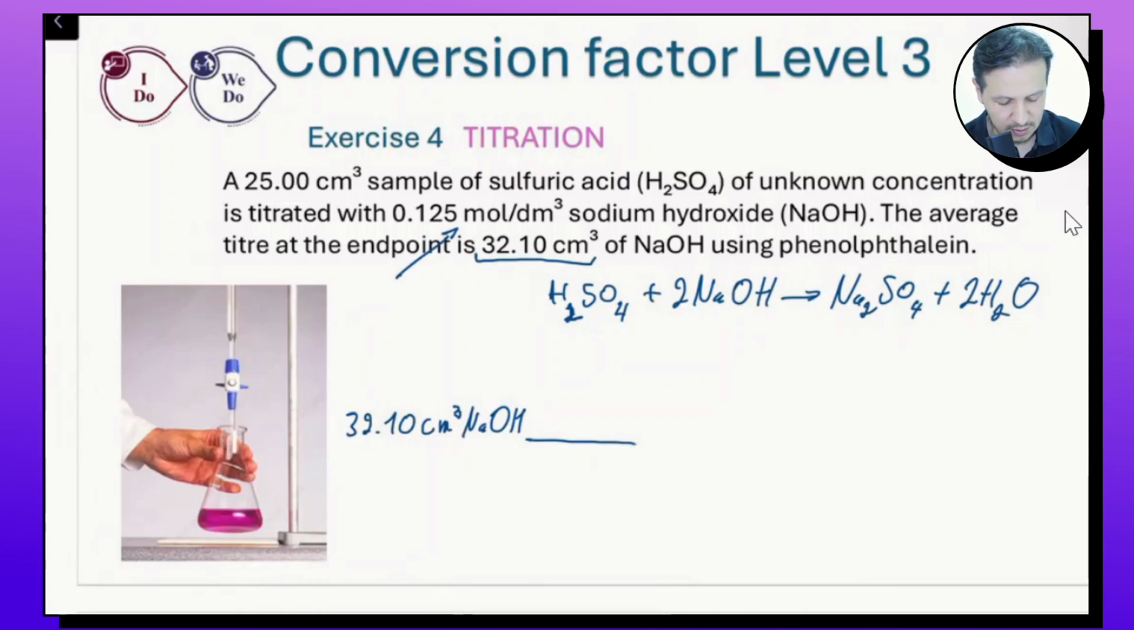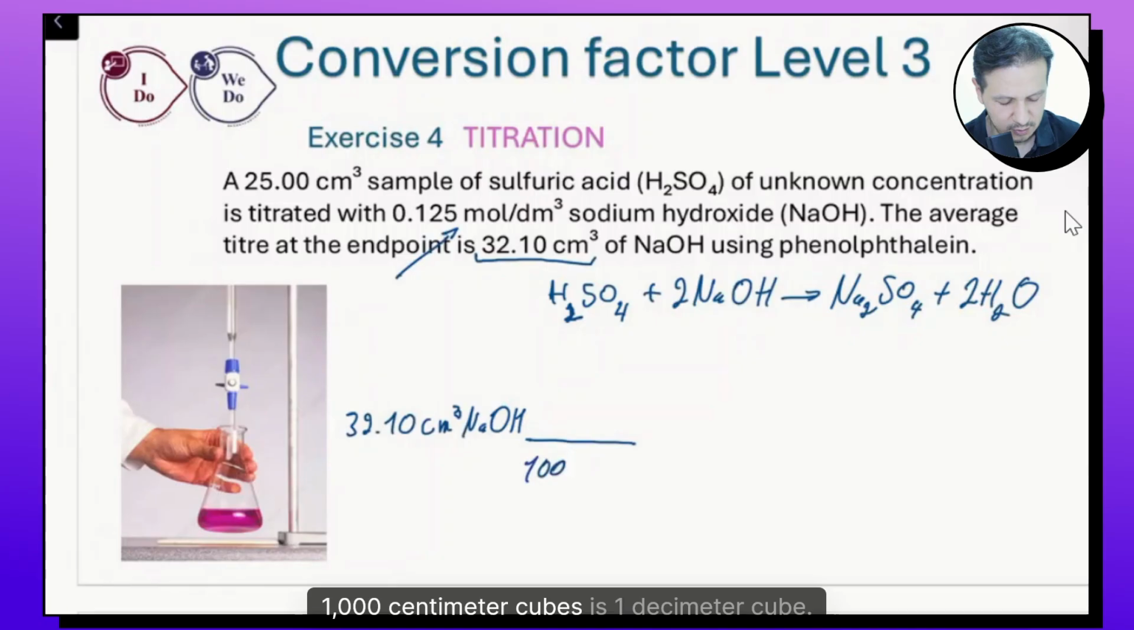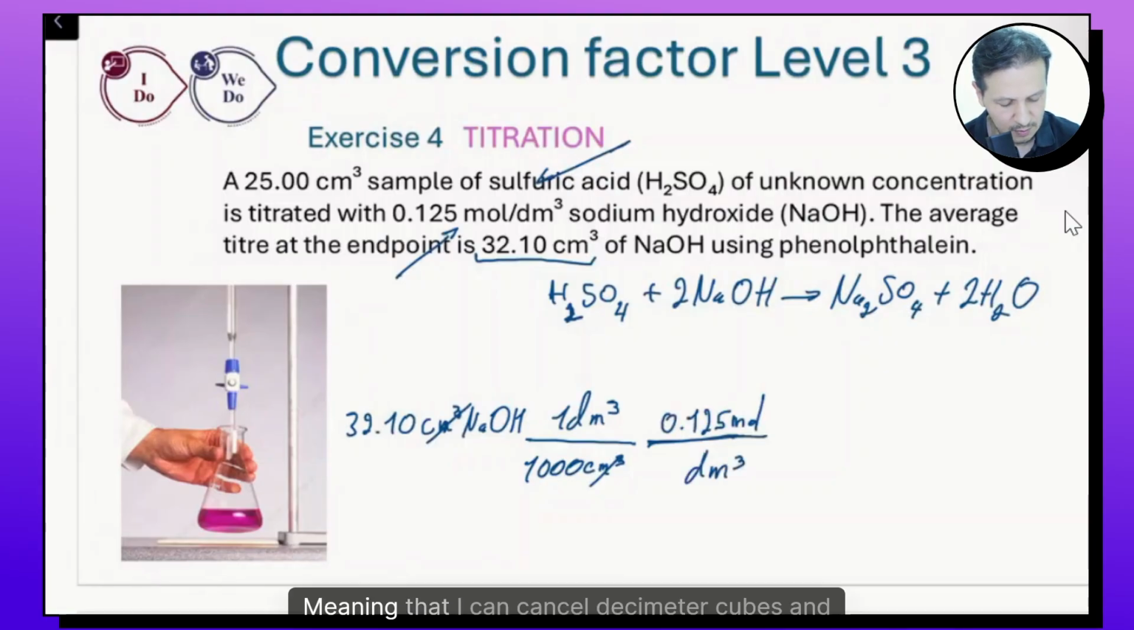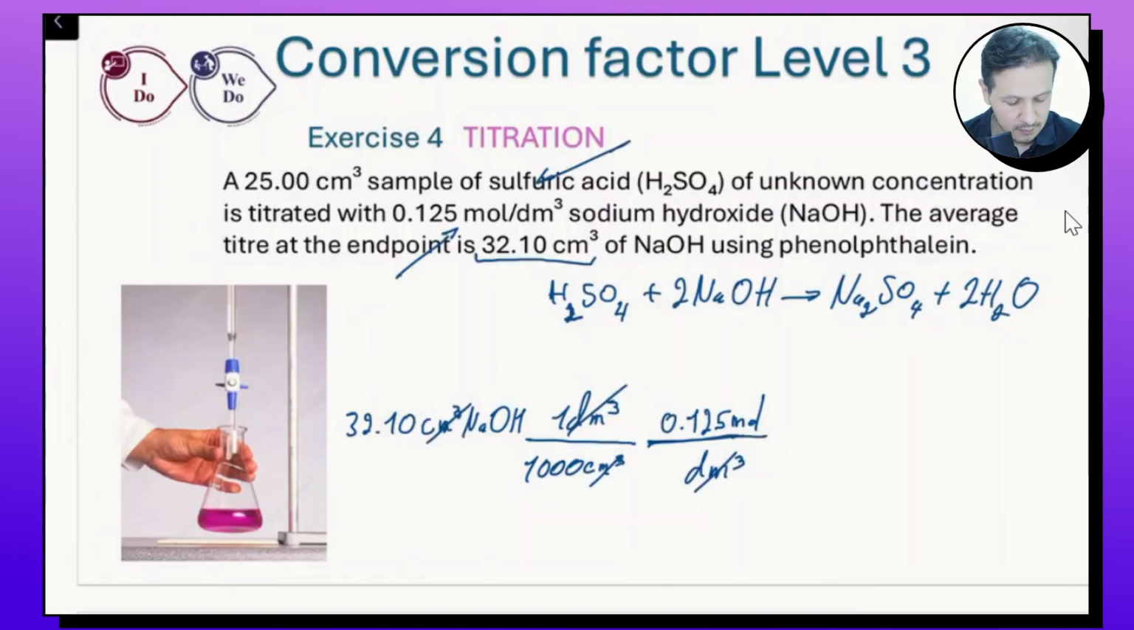So I know that 1000 centimeter cubes is 1 decimeter cube. So I cancel centimeter cubes, and then I have decimeter cubes. Then I am using the concentration in order to determine the amount of moles. The concentration given is 0.125 moles per decimeter cube, meaning that I can cancel decimeter cubes, and the answer will be in moles. But moles of what? Moles of NaOH.